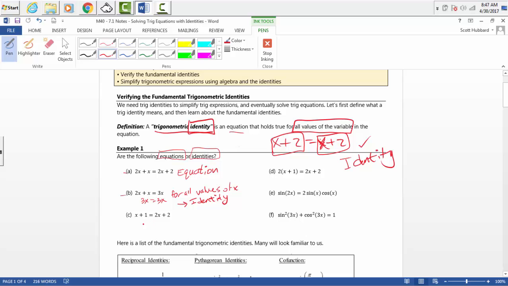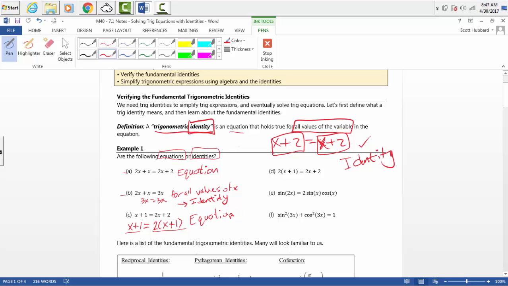Okay, and then down here for C, x plus 1 equals 2x plus 2. There's nothing we can really do here to make this look the same, because I could factor out the 2, but that's not the same. Left side here looks different than the right side. The right side is being multiplied by 2. So that's not an identity. That's an equation that we'd have to solve. That'd be x is negative 1.